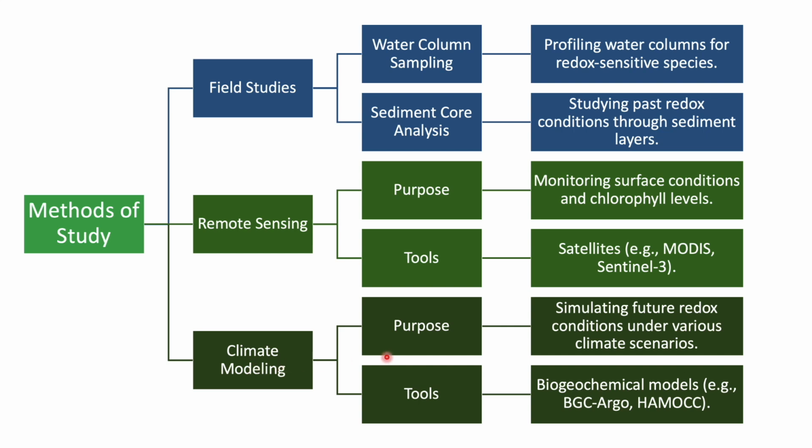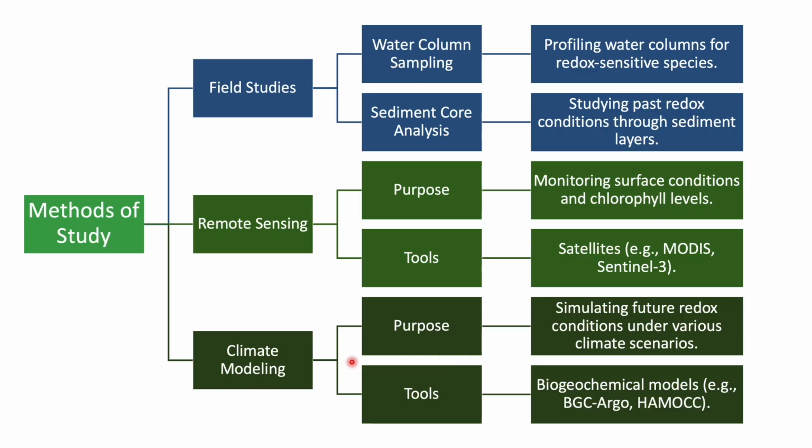And in the climate modeling, the simulation of future redox conditions under various climate scenarios can be carried out. For example, currently the pH is around 8.1, so what will happen if the pH changes to 8.0, or what will happen if the pH changes to 7.9? These kinds of predictions can be carried out using the climate models.